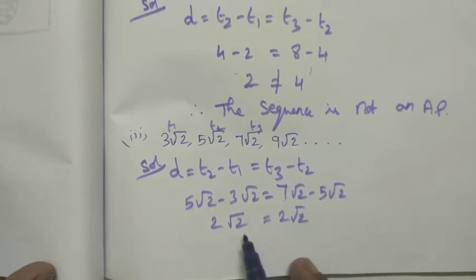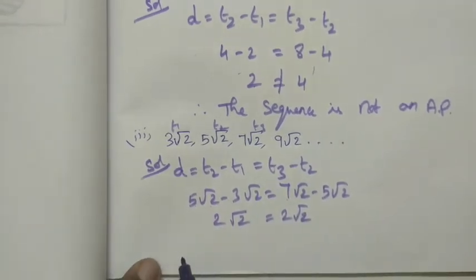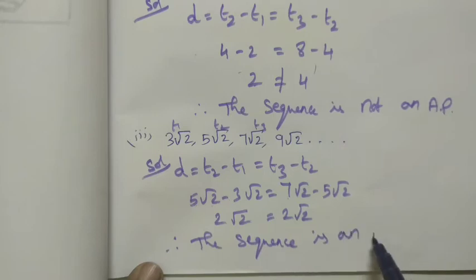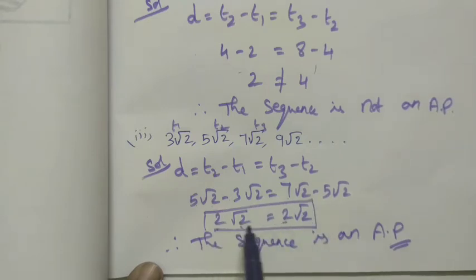So here the two terms are equal, therefore we can say the sequence is an AP sequence because the common differences are equal, right? Common differences are equal, so it is an AP.